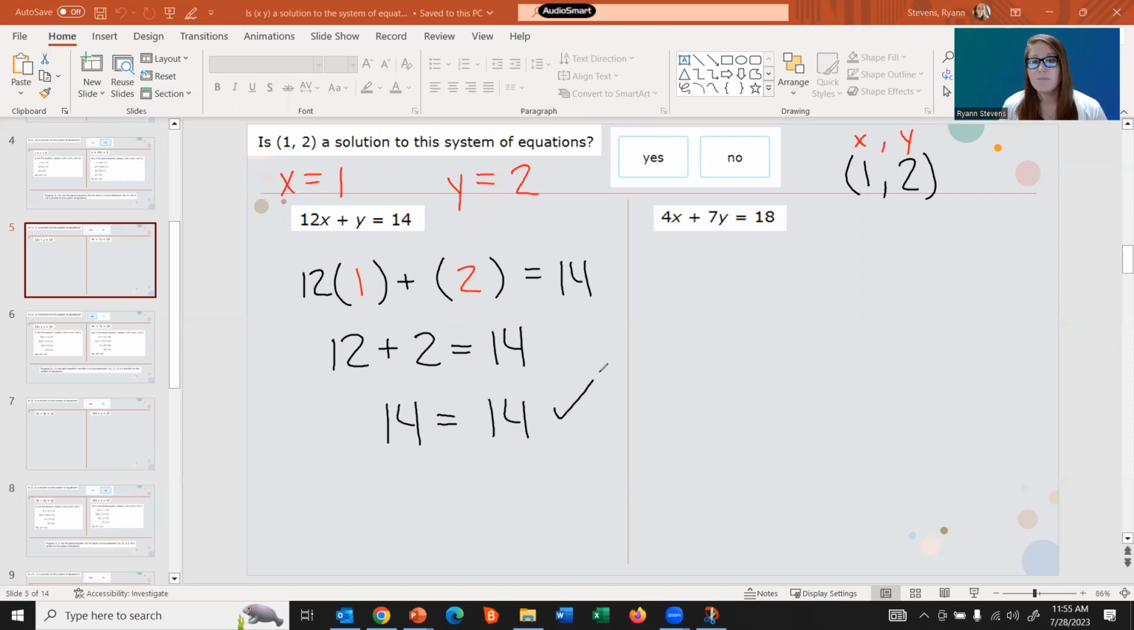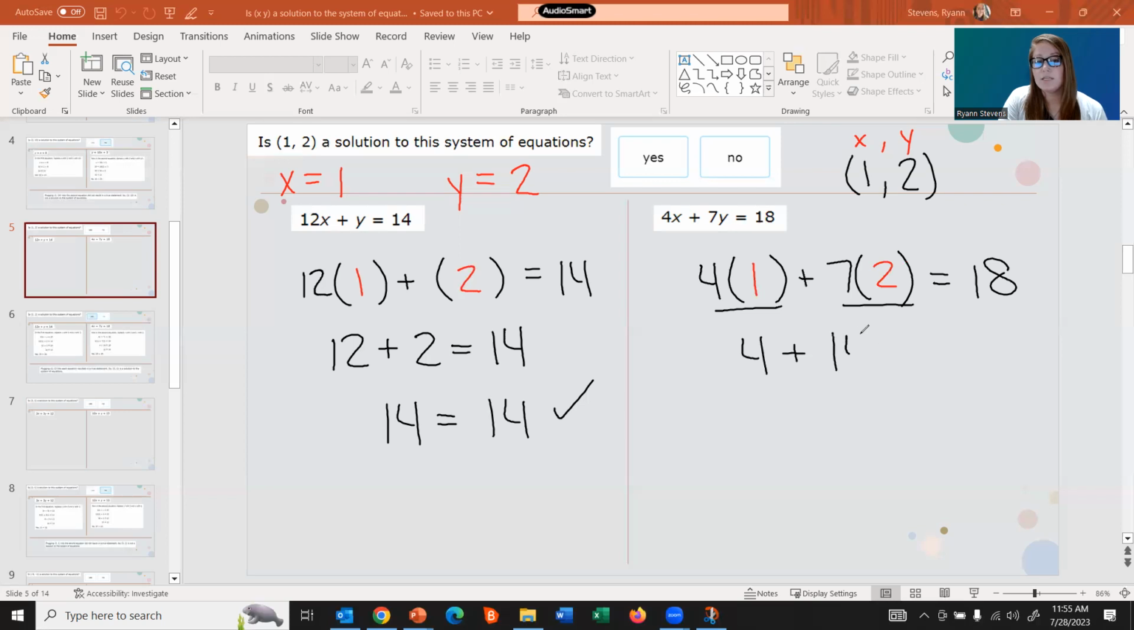But again, it's really important that we keep going and try the second one to make sure that we get a yes for both. So now we have 4 in our parentheses. For x, we're going to substitute in the value of 1, and then plus 7 times, for y, we're going to substitute in the value of 2, is equal to 18. So we're going to do our multiplication first: 4 times 1 and 7 times 2. So 4 times 1 is 4, plus 7 times 2 is 14, is equal to 18. And then 4 plus 14 is equal to 18.